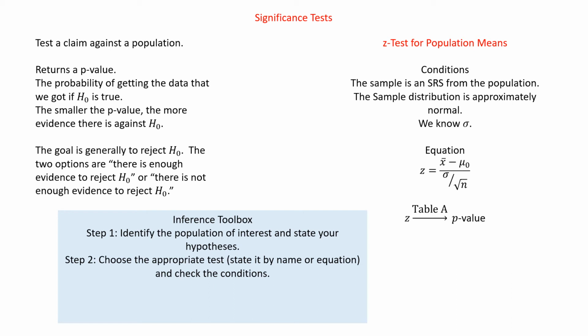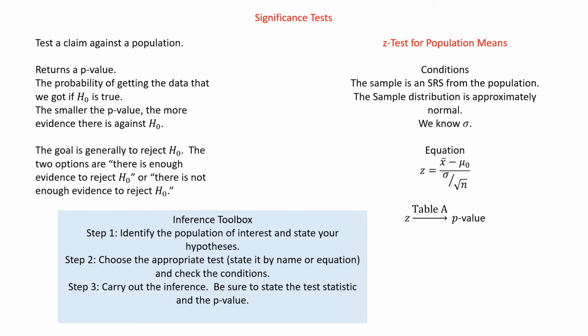Checking the conditions is very important. And when you choose the appropriate test, you can name it by name or by equation. So for this one, we could go, hey, it's a Z test for population means. Or you could write down Z equals X bar minus mu over sigma over root n. In this case, it doesn't make that much of a difference. Some of the later tests that we'll learn have crazy equations that you don't want to write out.